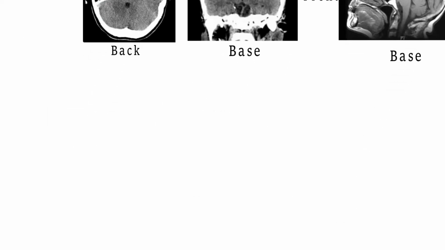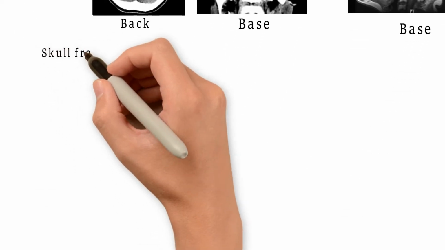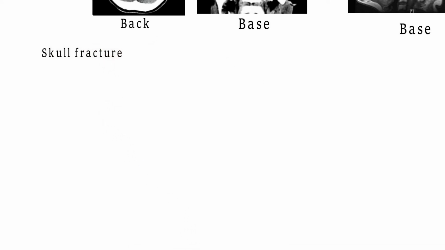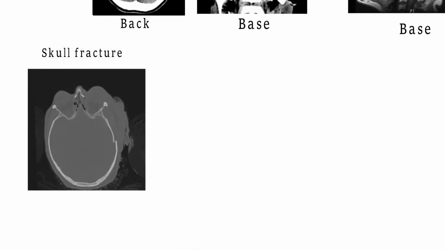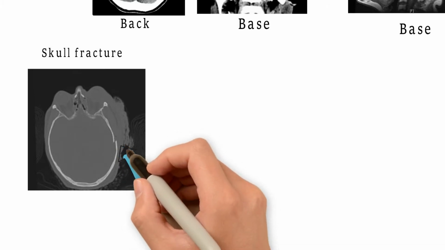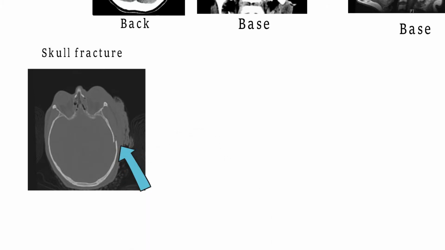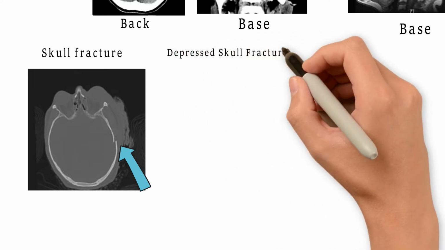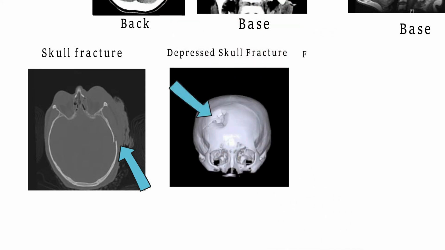When looking for skull fractures, the image can be filtered for bone images and not the brain. Here's a bone window axial image through the area of the fracture. The 3D images are made from the scalp perspective. Here's a depressed skull fracture and another 3D image of a fracture on top of the head.